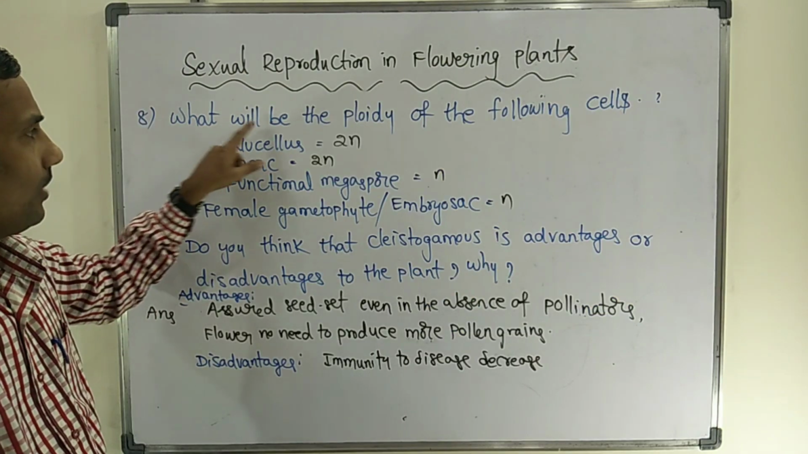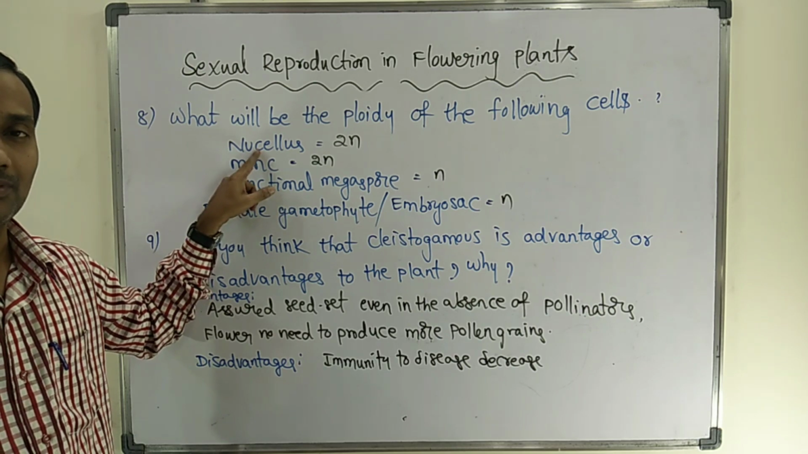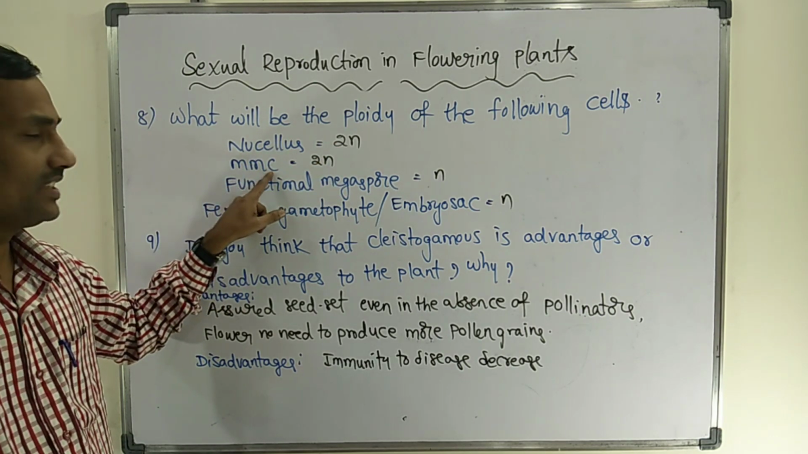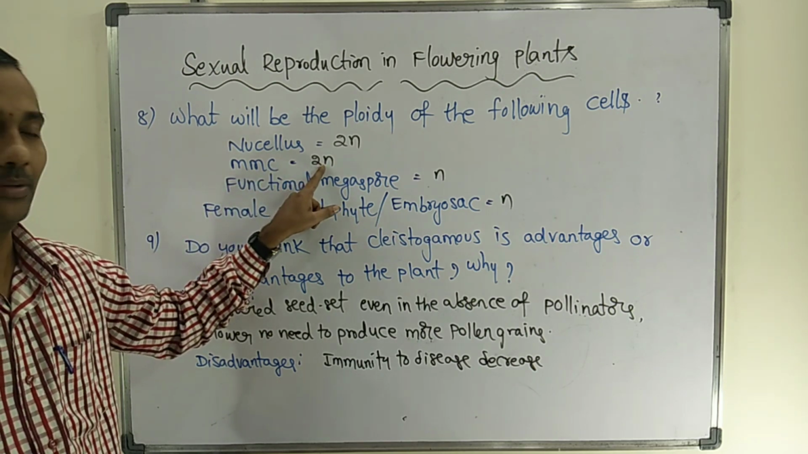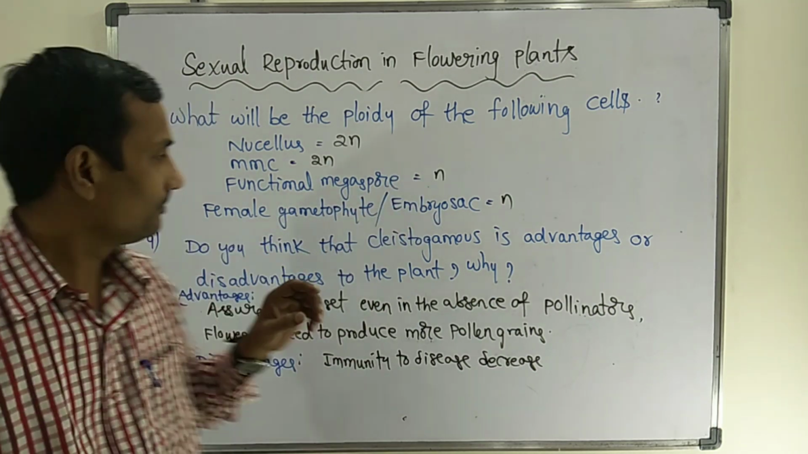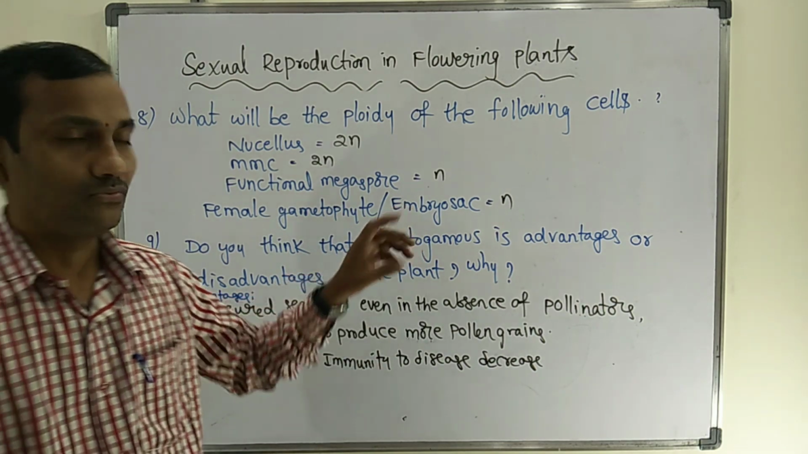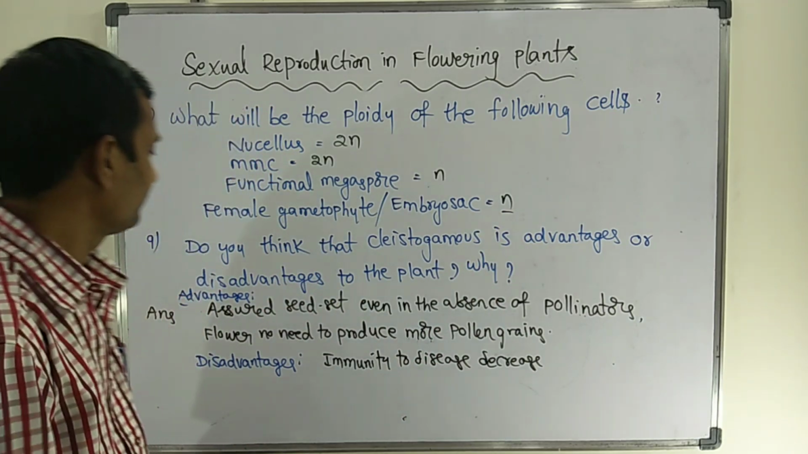8th question. What will be the ploidy of the following cells? Nucellus, that is diploid tissue. MMC, the megaspore mother cell, is also diploid. Functional megaspore is haploid. The female gametophyte or embryo sac, which is found inside the ovule, is also haploid.